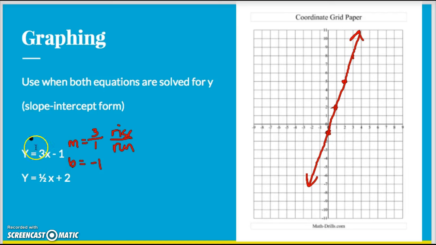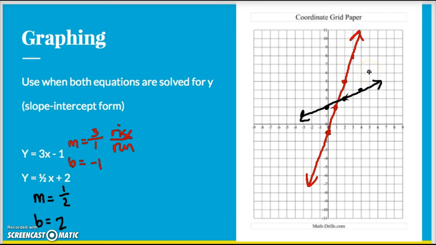And then I'm going to graph the other one. On this second equation, my slope is 1/2, because that's the number right in front of the x. My y-intercept is a +2. So whenever I go to plot this, I have my y-intercept at 2. And then slope is rise over run. So I'm going to rise 1 and run 2. And here's our line.